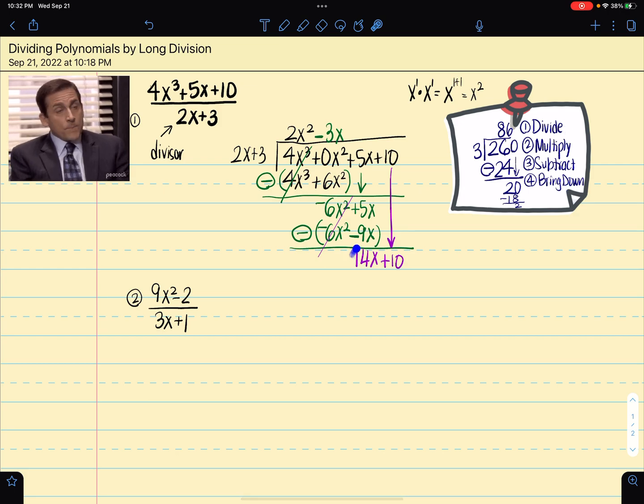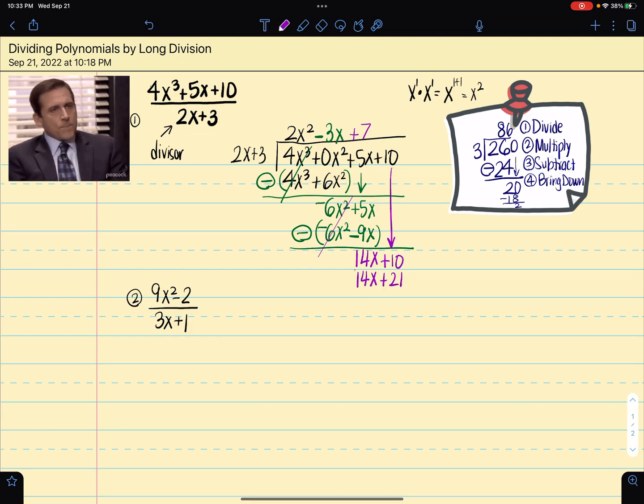So now we divide. 14x divided by 2x. So 2 times 7 gives me that 14. And then here I have an x. I need an x, so I don't need any more x's, so I stop there. So now we're going to multiply. 2x times 7 is 14x. 3 times 7 is positive 21. So we just multiplied to get this expression. And now we're going to subtract.